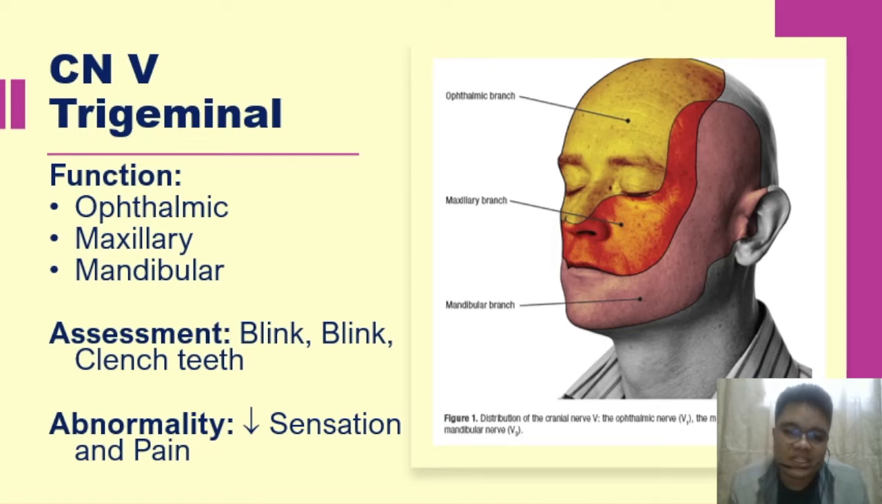And then class, for the mandibular branch, you can ask your patient to clench the teeth. Clenching the teeth will help you assess whether the mandible is able to move as it's supposed to. And it's also able to assess if the sensation on the mandible is not impaired. Abnormality: there could be a decrease in sensation and there could be an experience of pain. Class, the pain experience is usually what we refer to as trigeminal nerve neuralgia. Your trigeminal nerve neuralgia is pain resulting from inflammation of your trigeminal nerve.